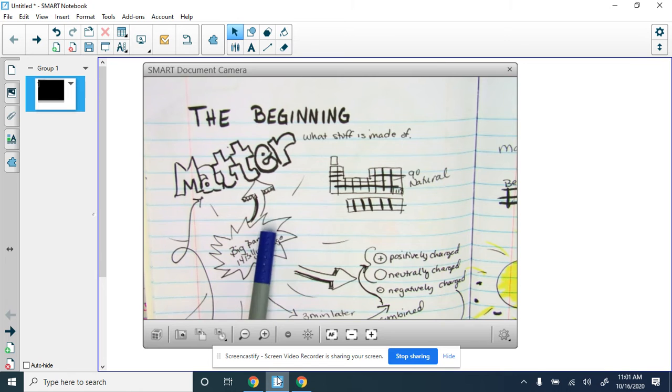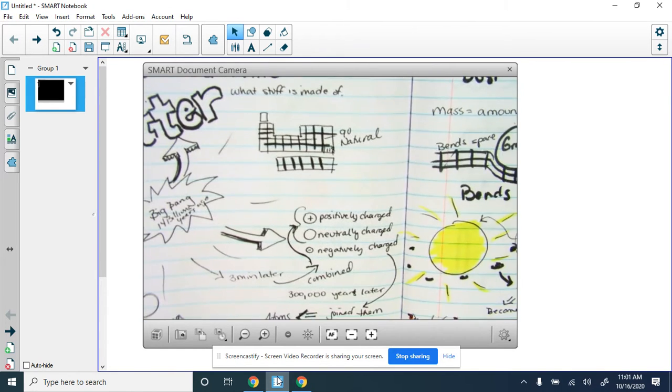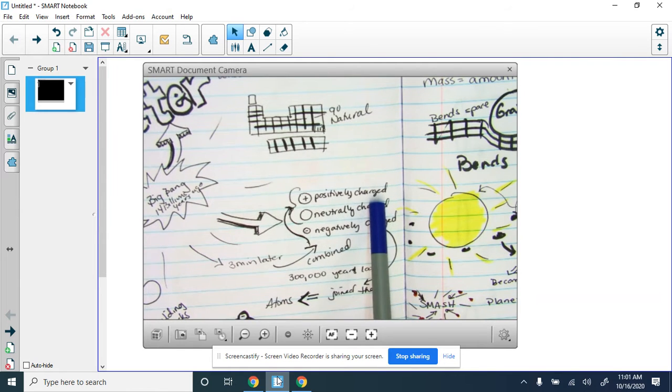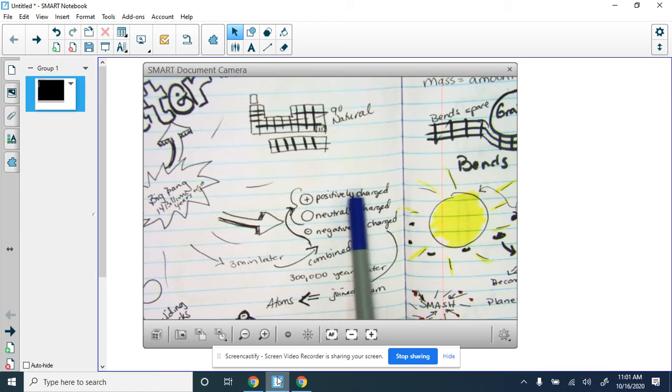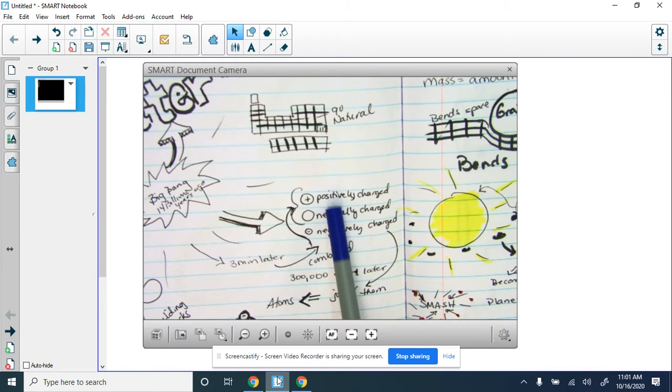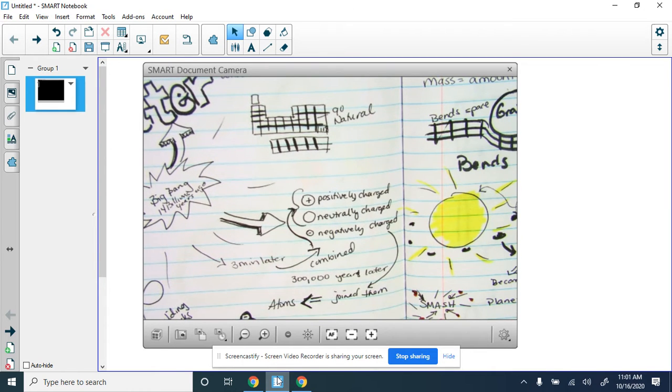From the Big Bang, all these particles, some particles were becoming annihilated, but what was left were positively charged particles, neutrally charged particles, and there were some negatively charged particles. The positively charged particles, we call those protons, and the neutral ones are neutrons. We've already learned that from the sketch notes or the Ed puzzle that we watched with electricity.